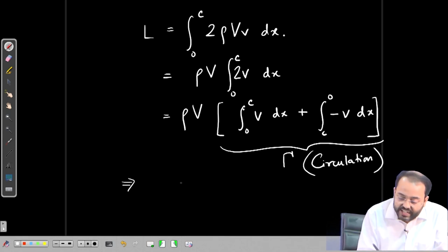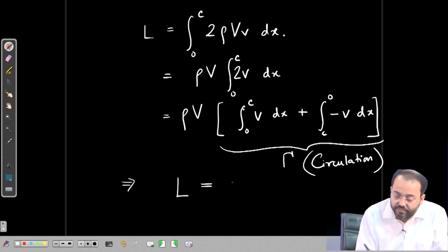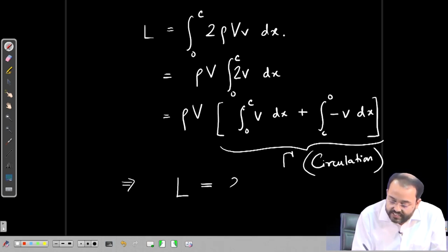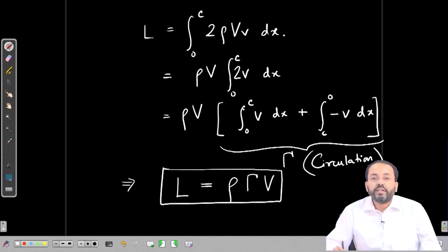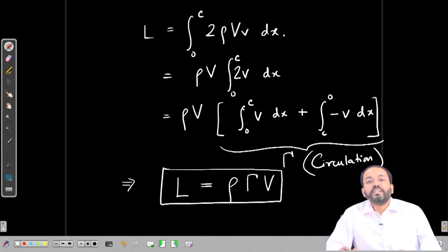Hence, we can write the lift around the foil as rho times circulation times V. So, this is called the Kutta-Joukowski theorem, which relates the lift generated by an airfoil to the circulation around the airfoil.